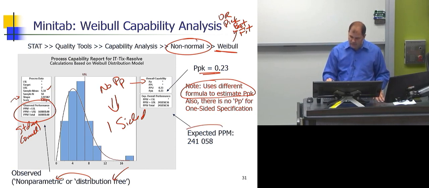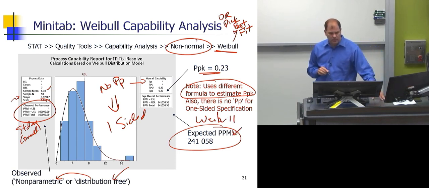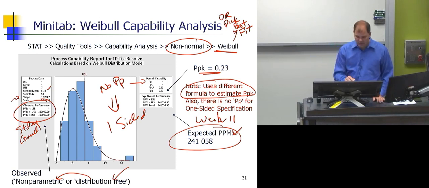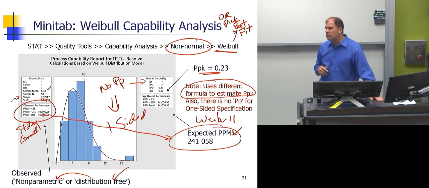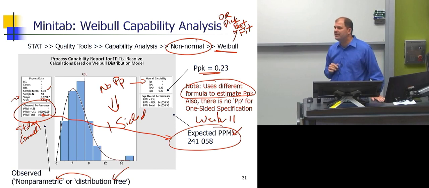But in this case, if you assume a Weibull, you would get an expected PPM of 241,000. This is actually a reasonable difference between the two. But if you assumed a Weibull, that's what you would expect if you filled in the gap with more data.